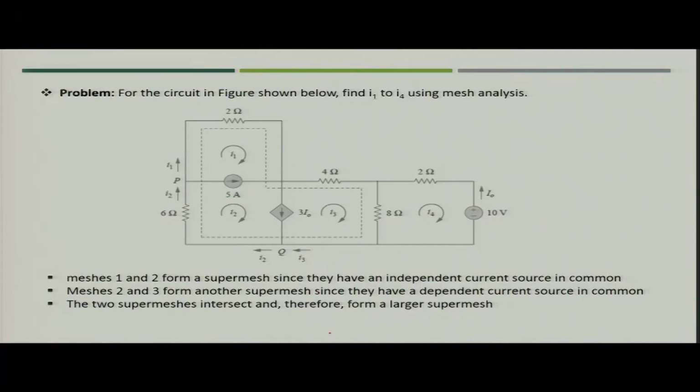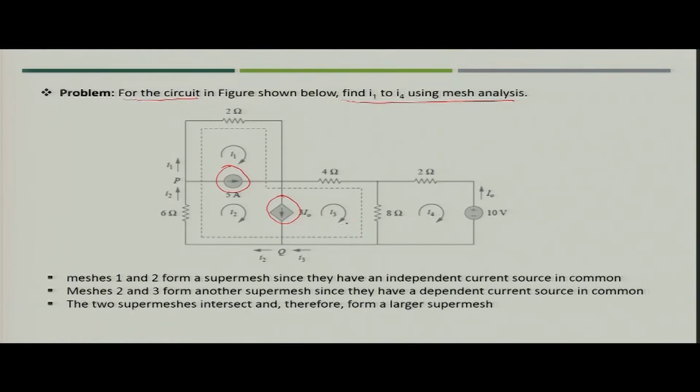Let us see one example so that you can understand what we discussed about the super mesh and larger super mesh. Let us take this circuit. This circuit contains one dependent current source and one independent current source. Now, we have to find the values from I1 to I4. If you see this circuit, you will have 4 meshes created. That is why we have 4 mesh currents: I1, I2, I3 and I4.